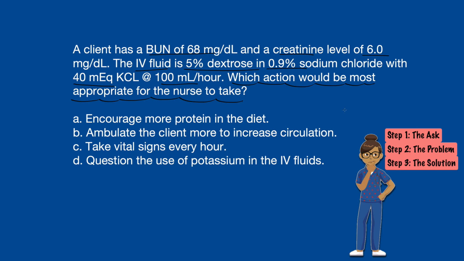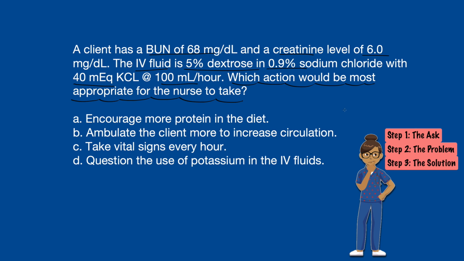So first, the outcomes of the problem. If the client has a BUN of 68 and a creatinine of 6, what do you think about that? Take a minute. That means there's something wrong with their renal function, right? It's totally right. They're getting IV fluids, okay, no big deal. It's 5% dextrose and normal saline with 40 milliequivalents of potassium in it. What do we think about that?